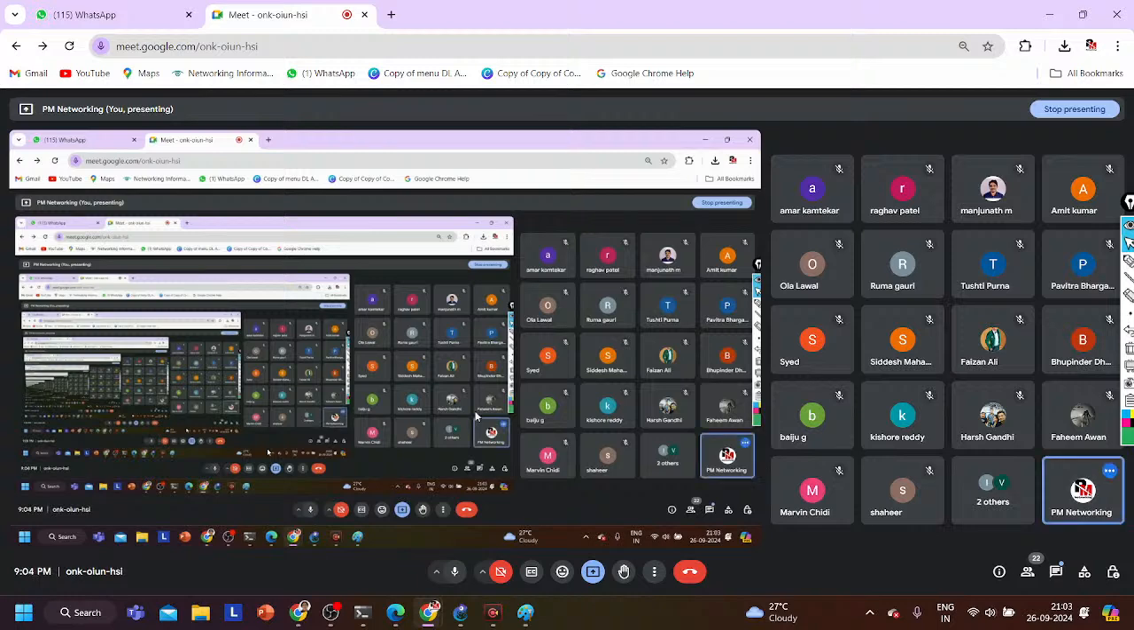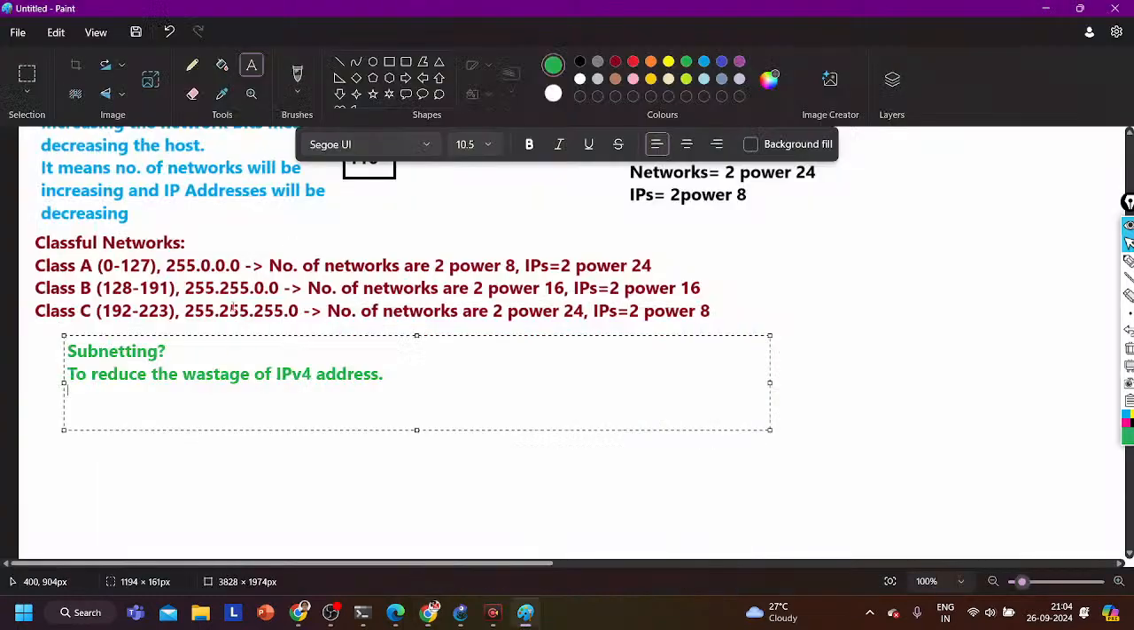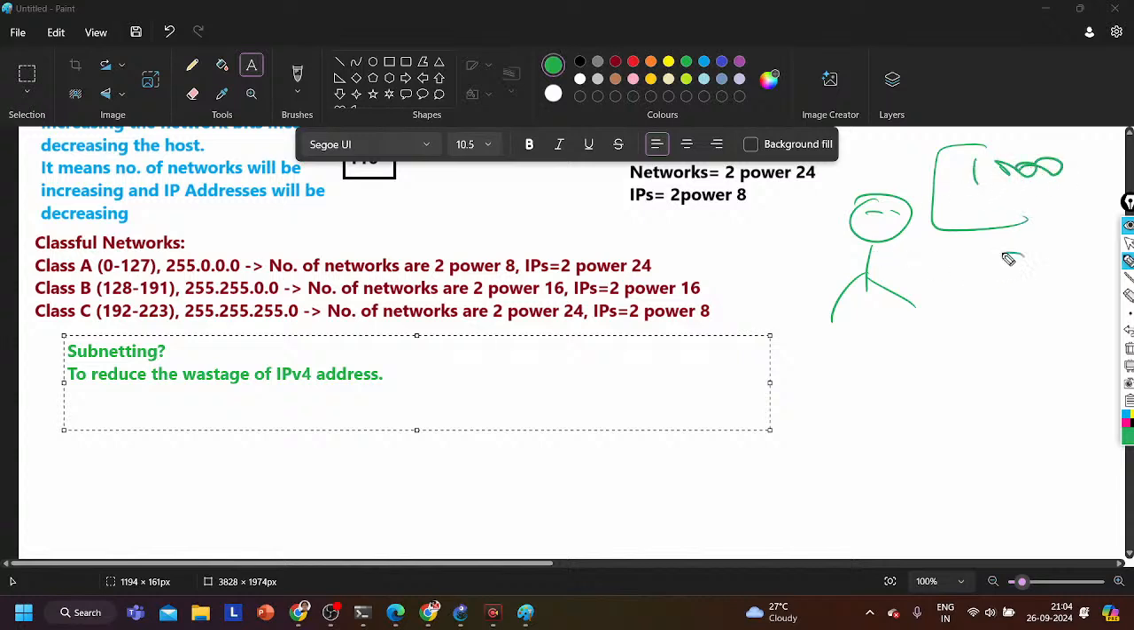Bro, just imagine there is one guard managing 1000 people and another guard managing 10 people. Is there a difference in both? Answer is yes, definitely yes. Same thing is happening with routers.